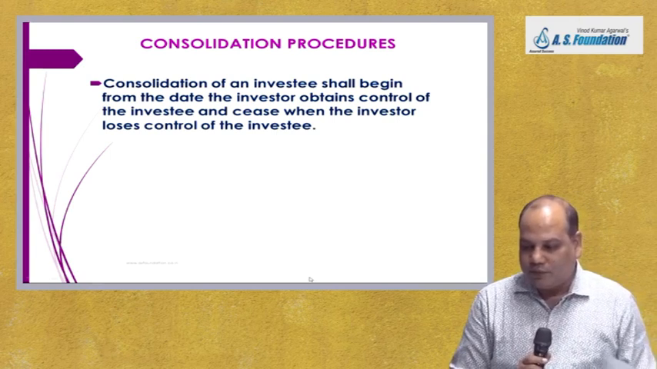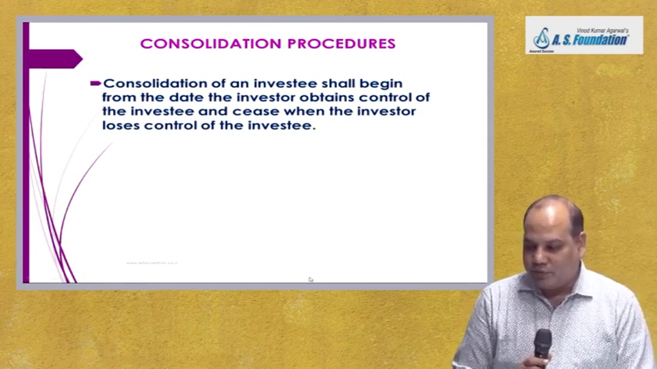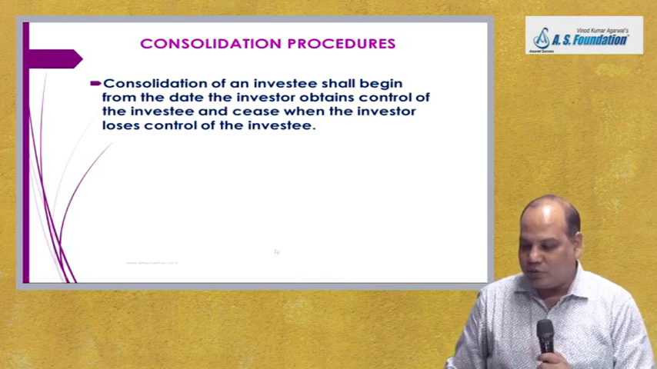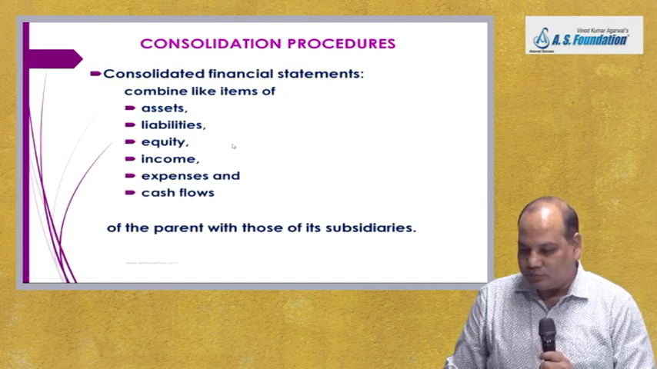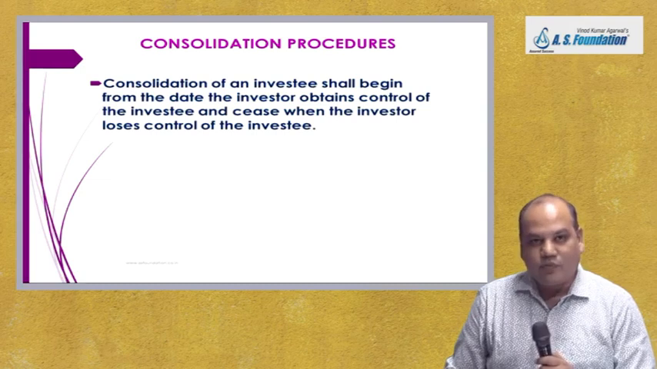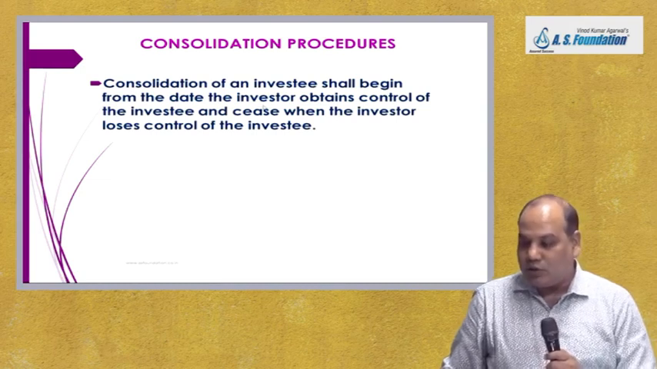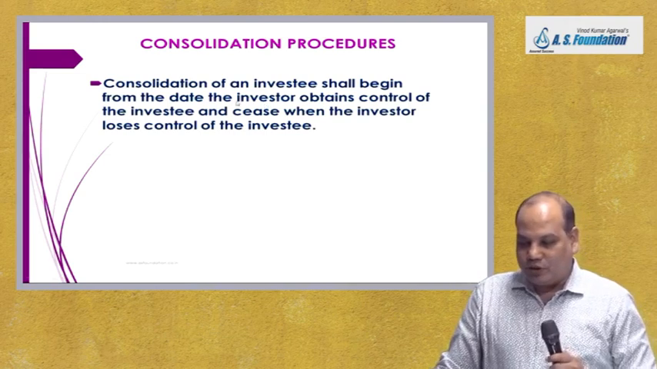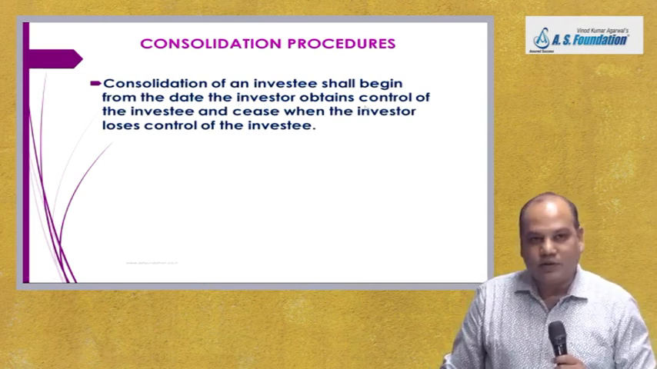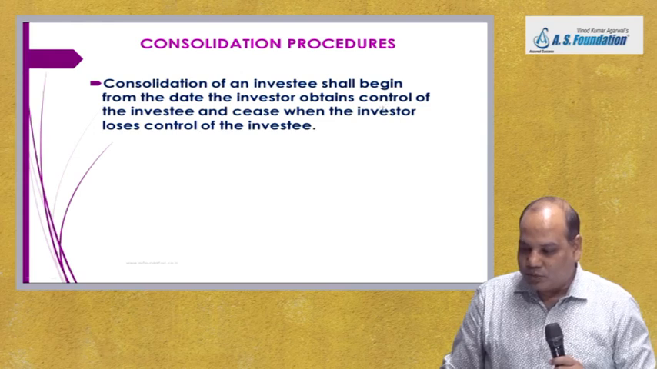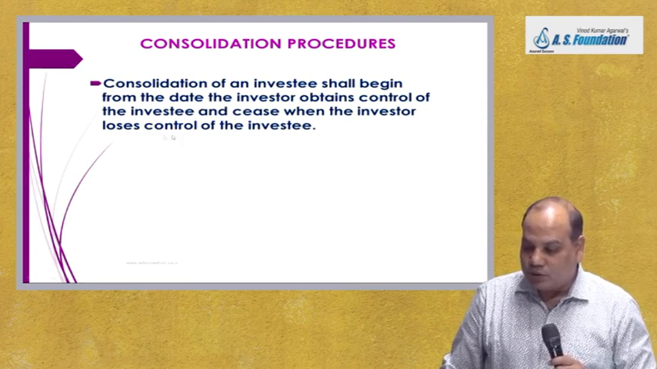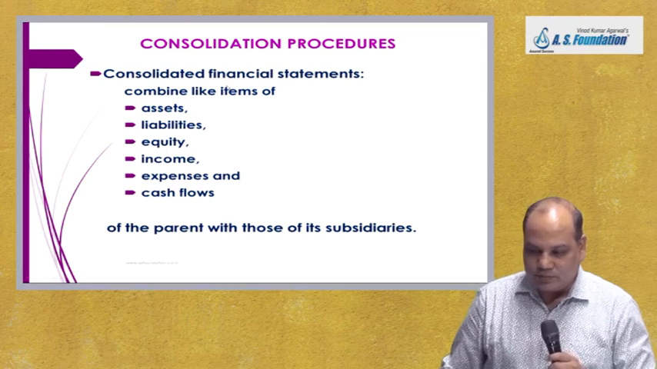Consolidation of an investee shall begin from the date the investor obtains control of the investee and cease when the investor loses control of the investee. So what is the date from which consolidation begins? The date you acquire control. We have discussed control in the previous lecture, and also in IFRS 3. And you will consolidate up to the date the investor loses control over the investee.